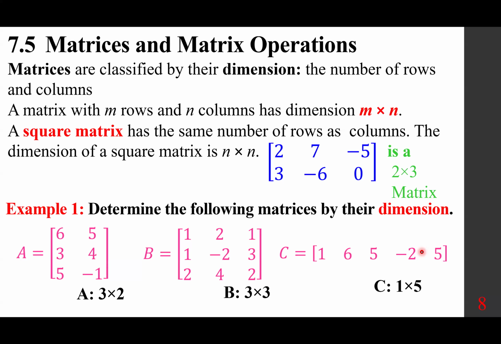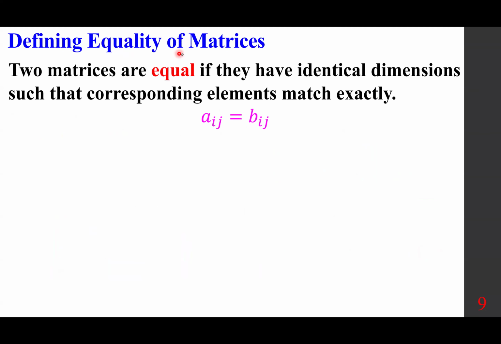We also have the equivalent concept, the column matrix, when we have just one column and a number of rows. Defining equality of matrices: two matrices are equal if they have identical dimensions such that corresponding elements match exactly. So if one matrix is the A matrix and one is the B matrix, Aij equals Bij. I refers to the row number. J refers to the column number.